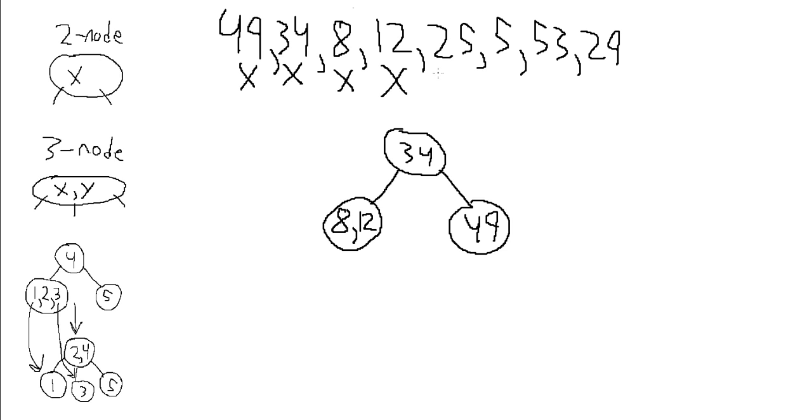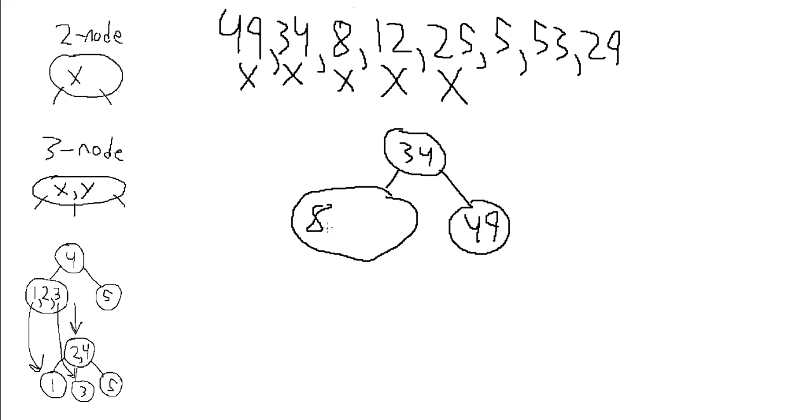Next, we insert the 25. 25 is less than 34, so it drops to the left subtree, and it gets inserted into this leaf node with the 8 and the 12. More room. 8, 12, and now the 25 is greater than both of them, so it goes to the right.